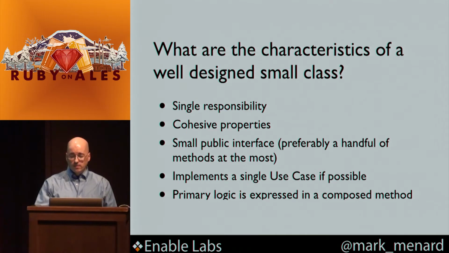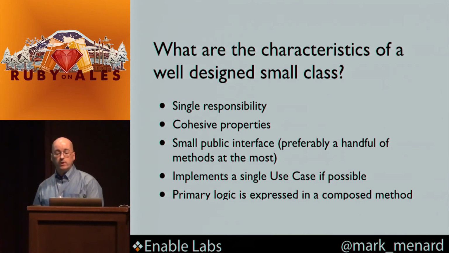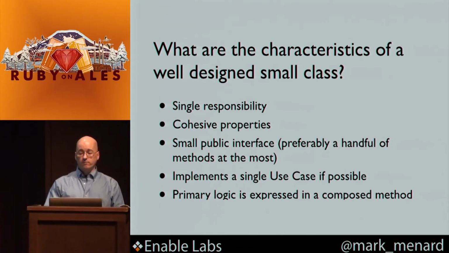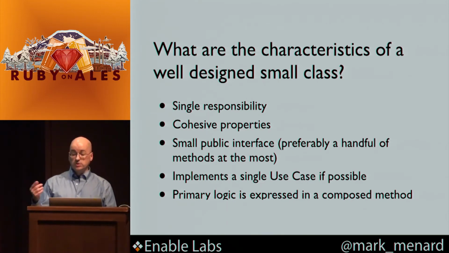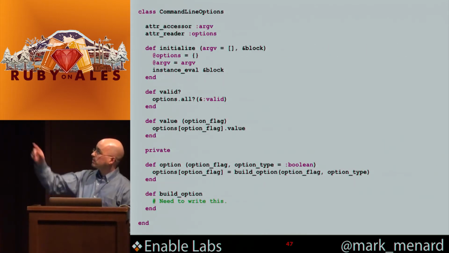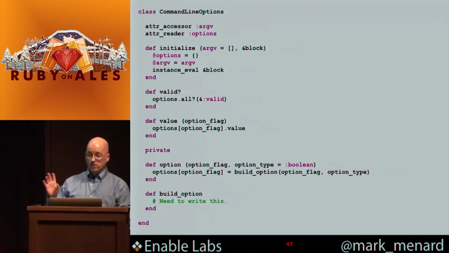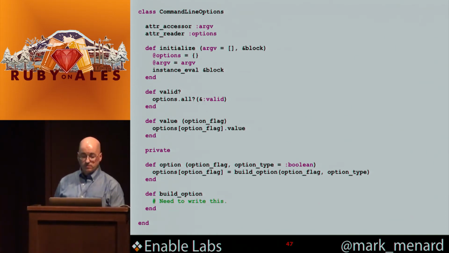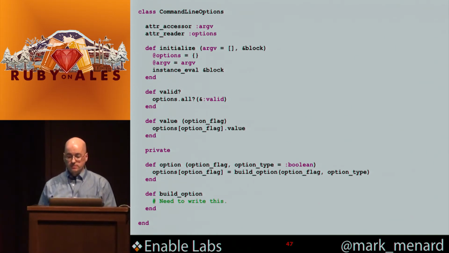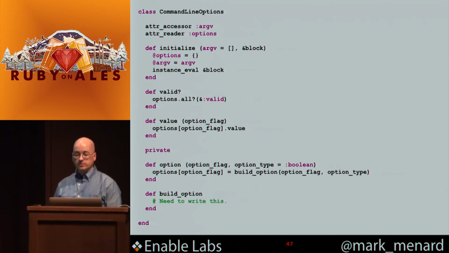So, let's imagine we have a clean sheet and we can write the command line options the way we would have with the knowledge that we have now, that it needs to support Boolean, string, and integer options. Here's what I'd write. It's 28 lines long. The class is cohesive around its properties, which are the argv and the options. It has a single responsibility: manage our options.